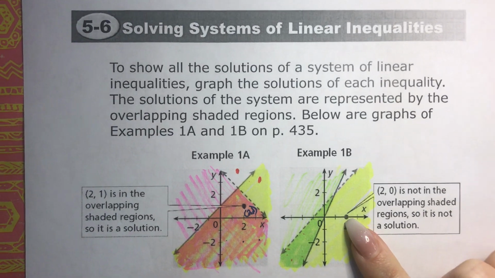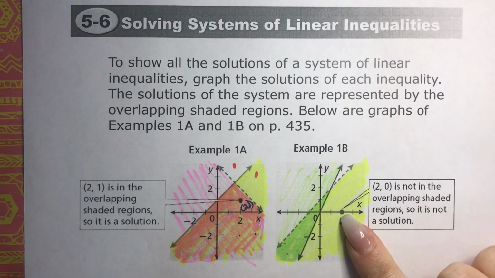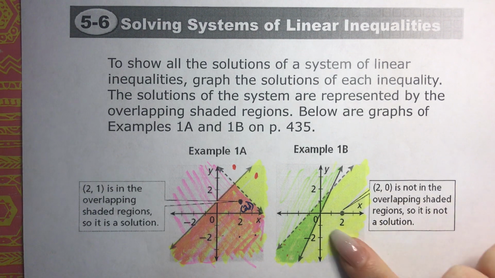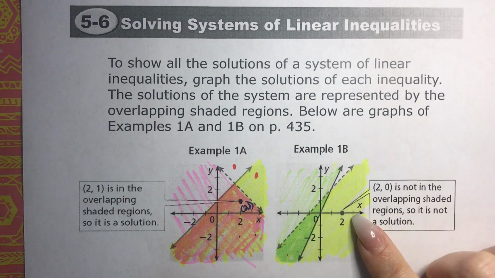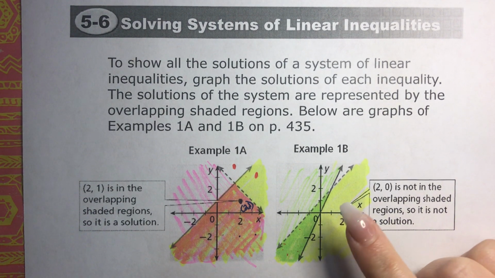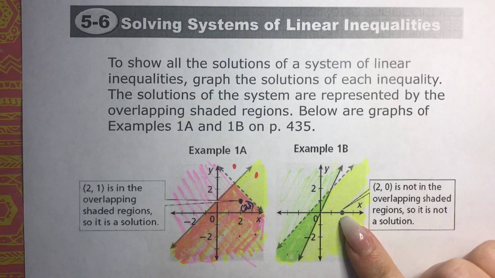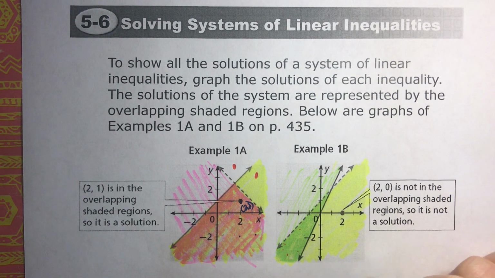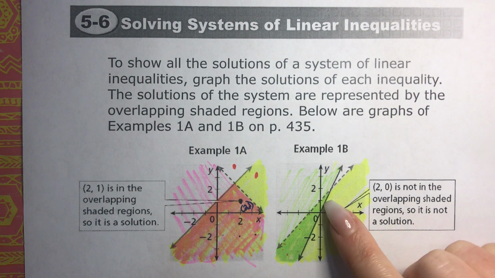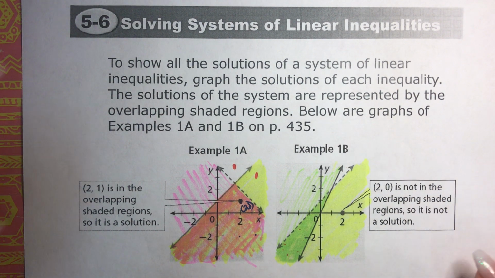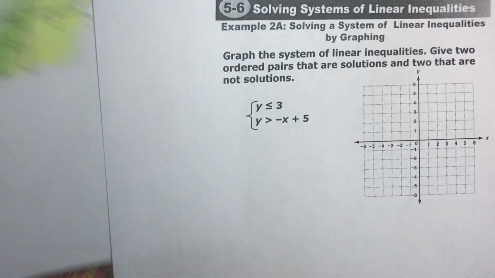All right, so (2, 0) is a solution to one of these inequalities because it's in this yellow region, but it's not a solution to both. Therefore, it's not a solution to the system of inequalities. Only ordered pairs in this region or on this line, but not on the dashed line, are solutions. All right, so let's get started and look at a few examples.